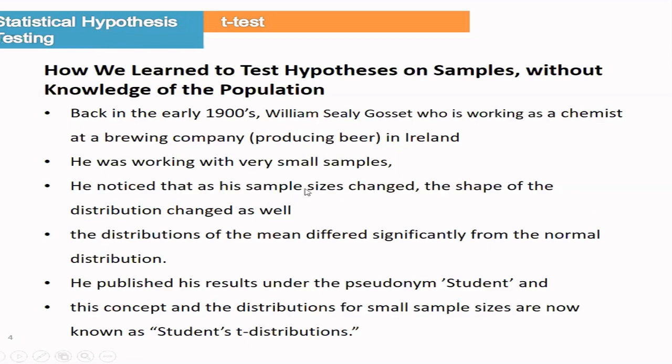So William Gosset was working with a very small sample, and he noticed that when the sample size changes, the shape of the distribution changes also. Sometimes the distribution of the mean is slightly different from the normal distribution. Then he got the idea of the t-distribution, and because at that time it was prohibited to publish in their own name, he published his result under the pseudonym Student. So for small sample sizes, the distribution is now known as the student t-distribution. From the t-distribution, we got the t-test.